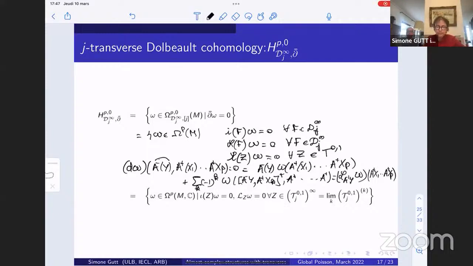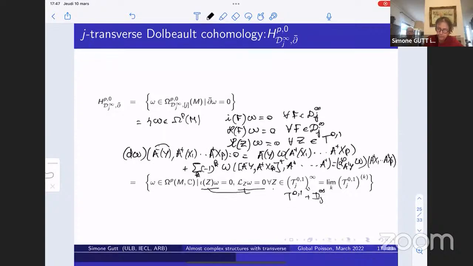And so you see that my HP0 is just a set of P forms such that the contraction of omega and the Lie derivative of omega with respect to any vector field in T10, T01 plus DG infinity vanishes. And this is my smallest involutive distribution containing T10. So that is our transverse Dolbeault cohomology.